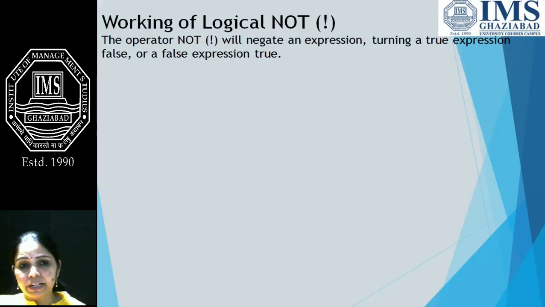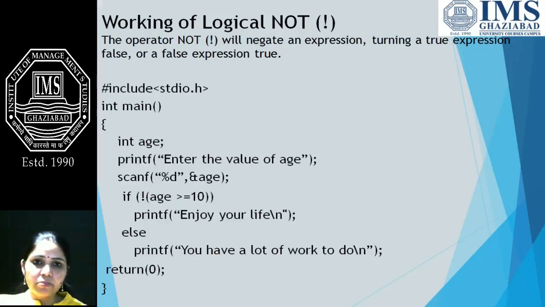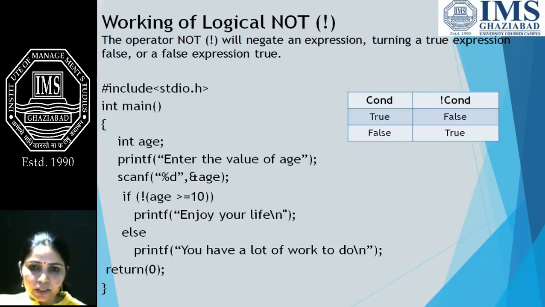Then we have one more logical operator that can be used in if statement, that is logical NOT. Logical NOT basically negates the expression. That means if our expression is true, it would make it false, and if it is false, it would make it true. This is a truth table for your logical NOT. Now here I have entered the age and I have mentioned if not age greater than equals to 10. This means age should be less than 10. And if age is less than 10, it would print enjoy your life. And if age is more than 10, it would print you have a lot of work to do.